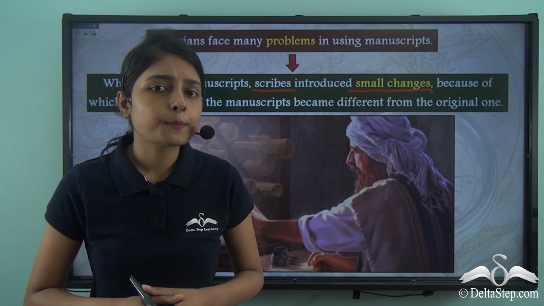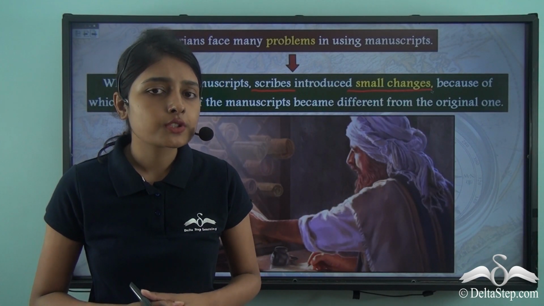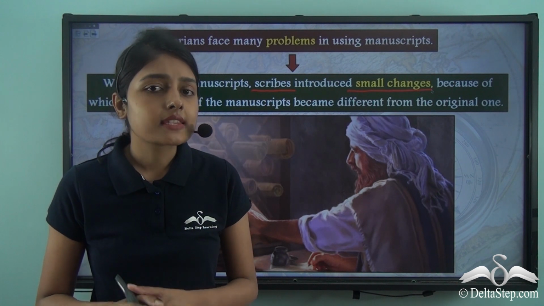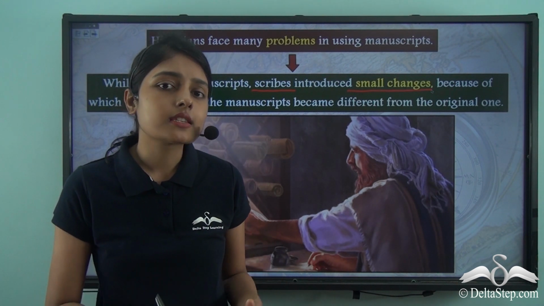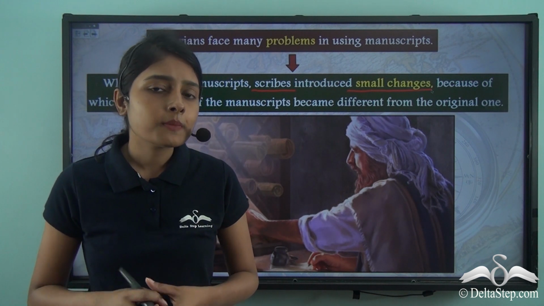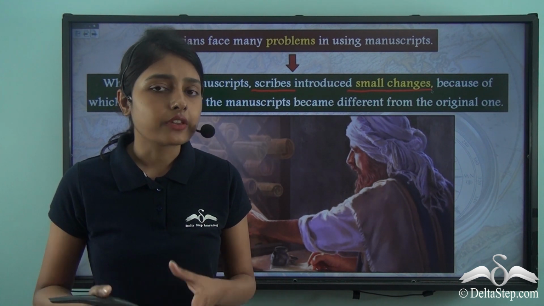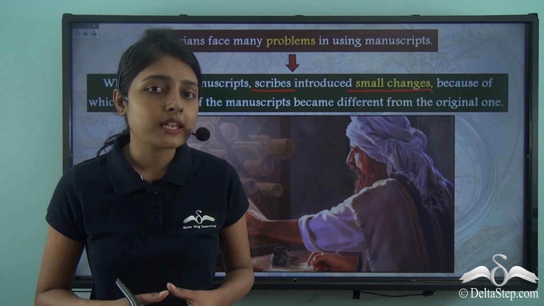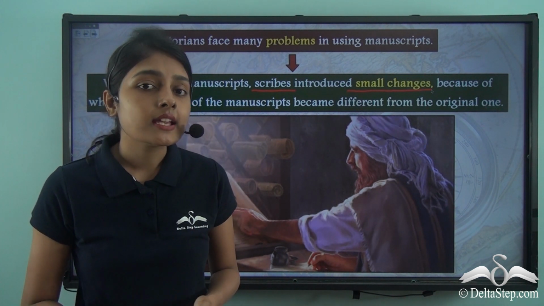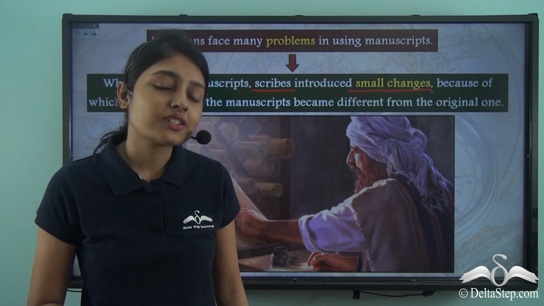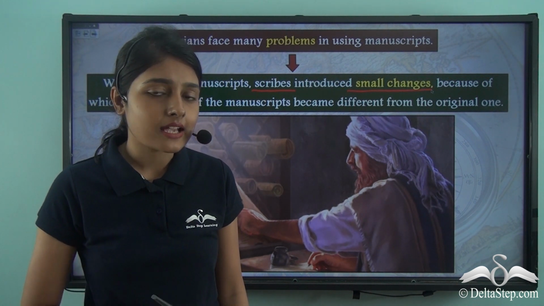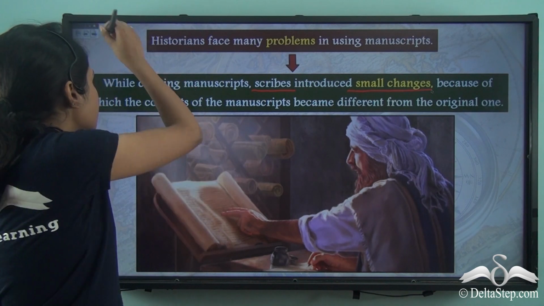So this now poses a big problem to the historians, because they don't get to understand what happened in reality, which is the original thing. So many scribes have introduced their own changes, they have made their own modifications in accordance with their wish, and this in turn changed the reality of the past times itself.